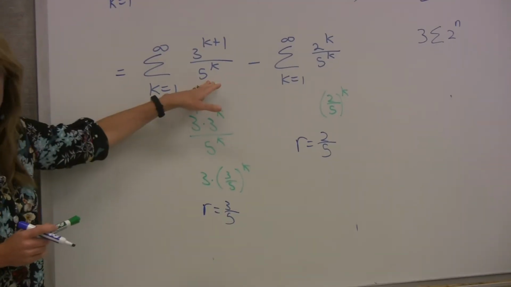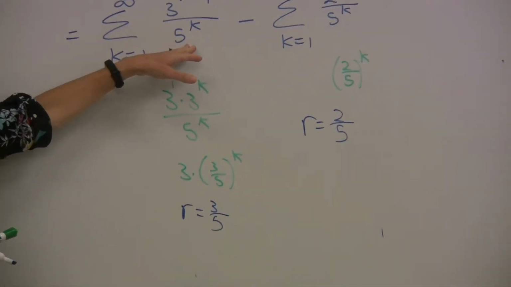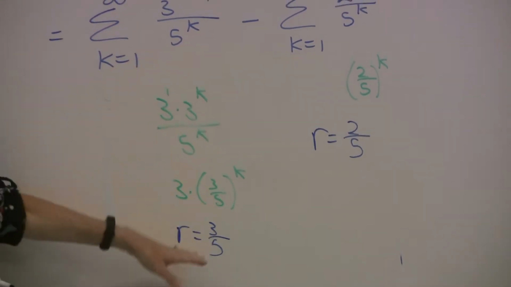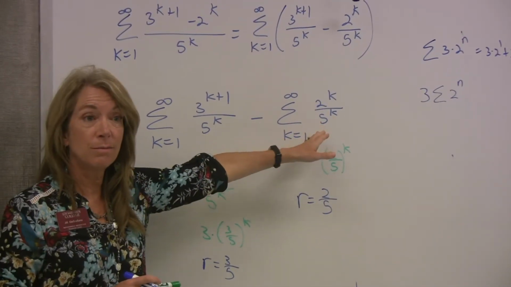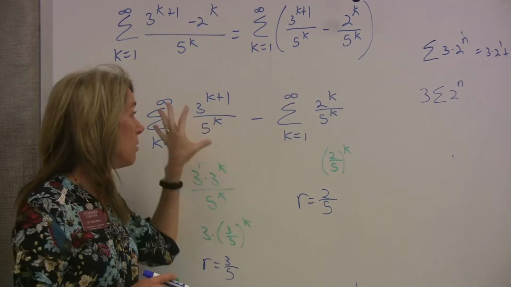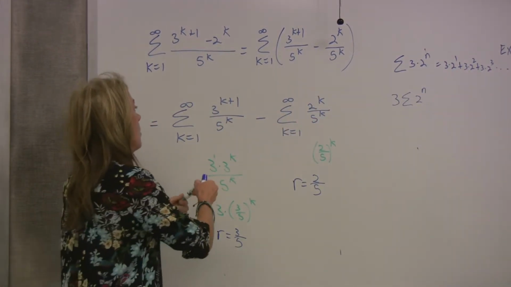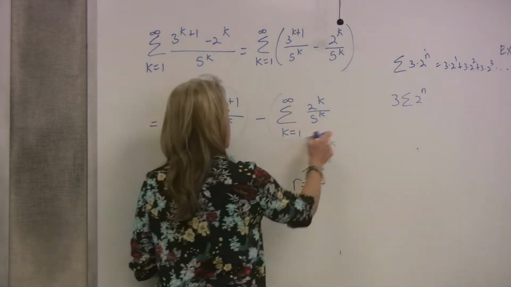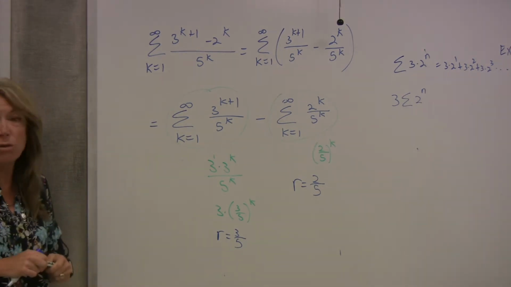So does this one converge? Why does it converge? R is less than 1. Does this one converge? Yes. R is less than 1. So this one converges and this one converges. And so we're just going to find out what this one adds up to, and what this one adds up to, and then we'll subtract them and we'll have our answer. So it's actually 2 problems in 1.